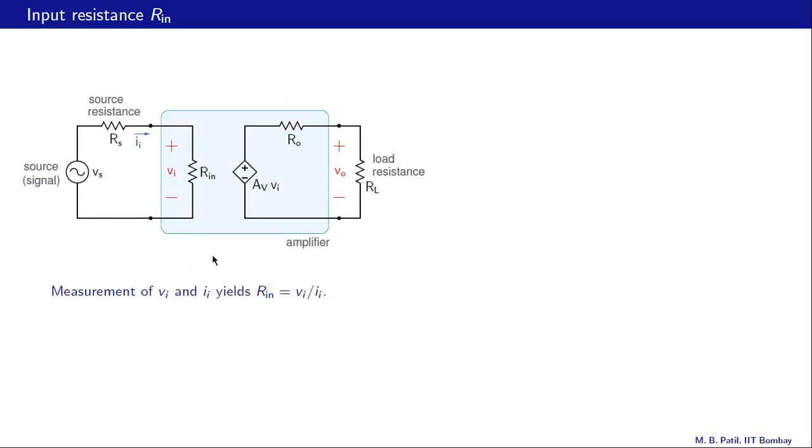What about the input resistance of the amplifier, Rin? That's easy. We measure this voltage here at the input of the amplifier, that is VI. We measure this current going into the amplifier, it's called II, and then we see that Rin must be VI divided by II, and that is what it says over here.